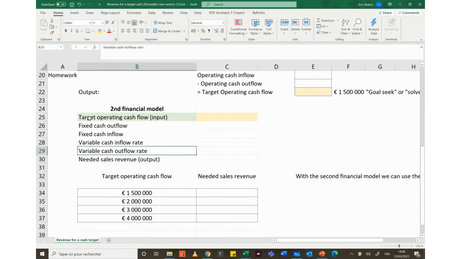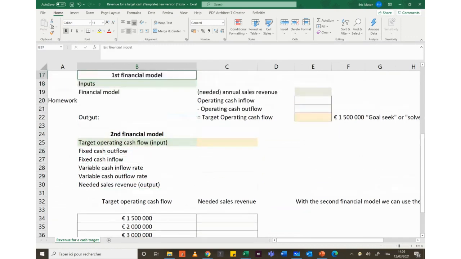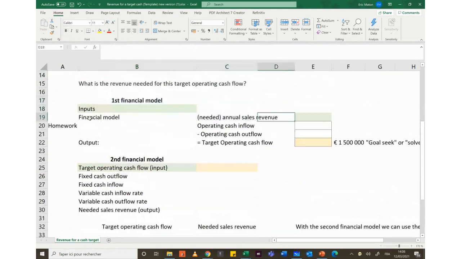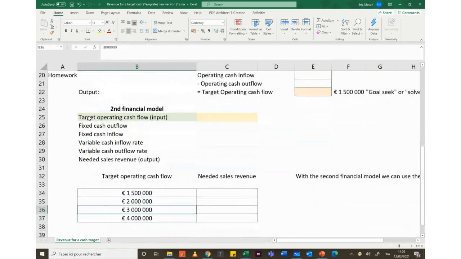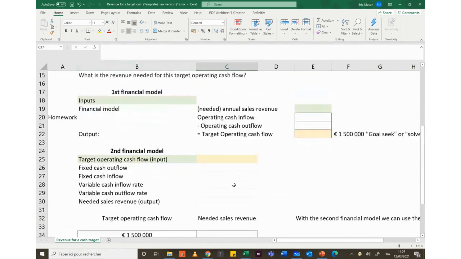So I let you 15 minutes to try to complete the first model and the second model. In the second model, now you can use data table. What if the target operating cash flow is 1.5, 2, 3, 4, or 5 million? What is the needed sales revenue for each one? Okay, so try to complete all this. Of course, you have the same result here and here. With the first or second financial model, you should finish with the same sales revenue. So try to do it, and I do the correction.